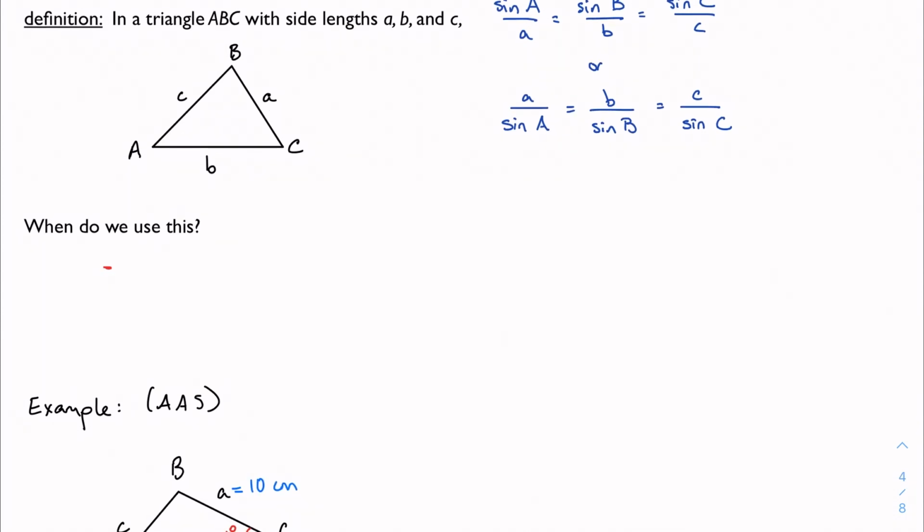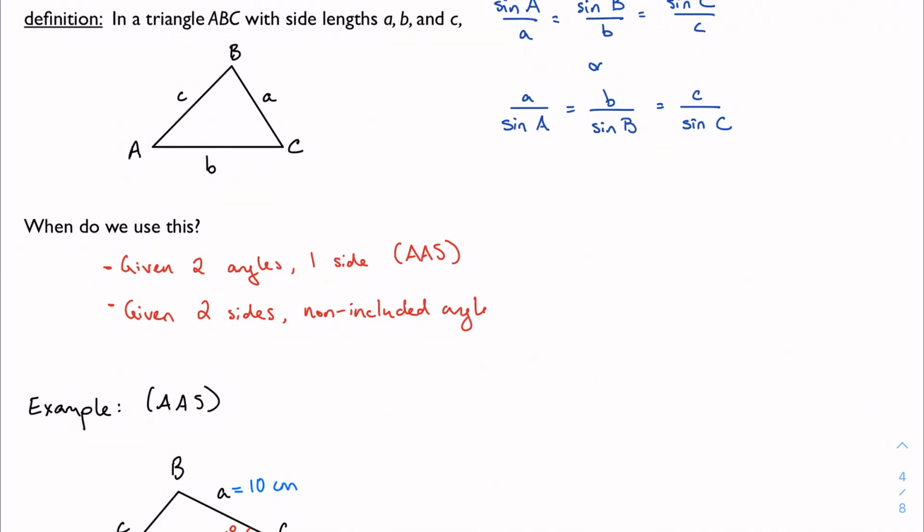We use this if we're given two angles and one side, which would be my AAS case, right? Angle, angle, side. Or if we're given two sides and the non-included angle, which would be SSA. So this notation is important. The order matters here to say that it's the two sides given, but the angle is not between. Non-included angle. Right, the included angle would make it SAS.